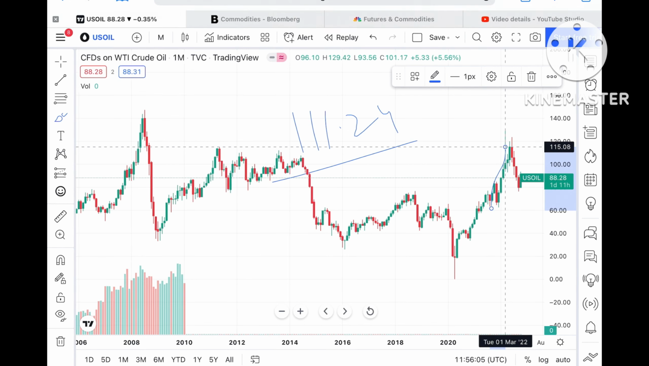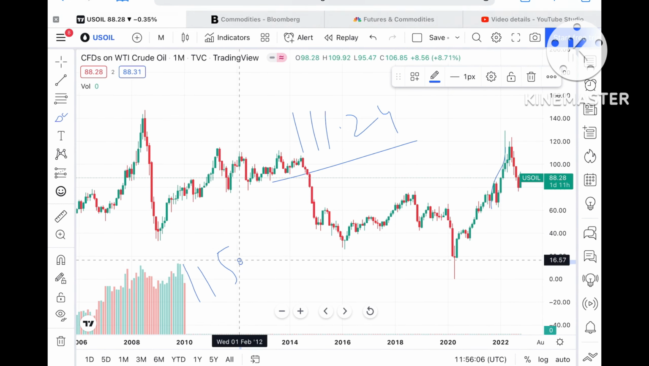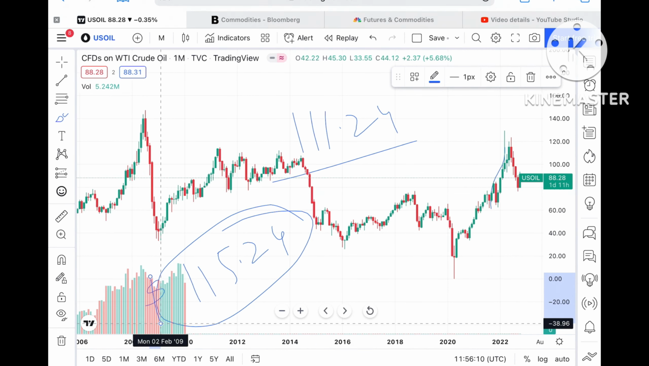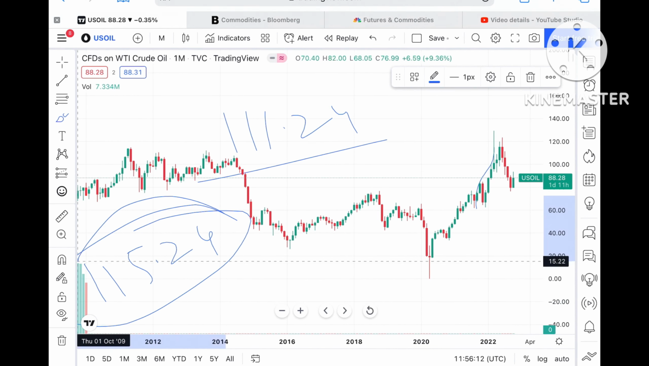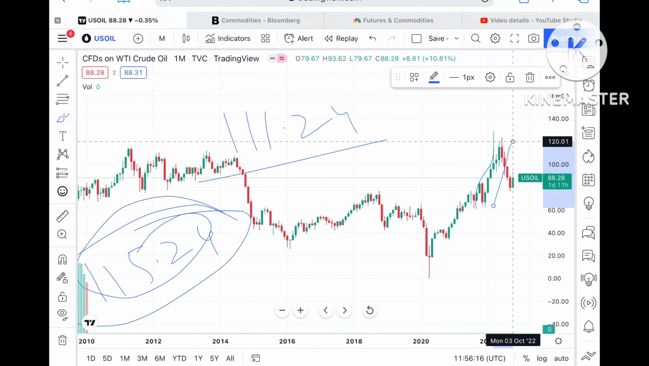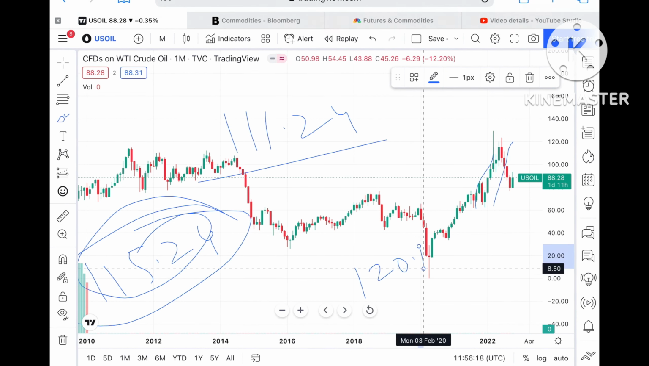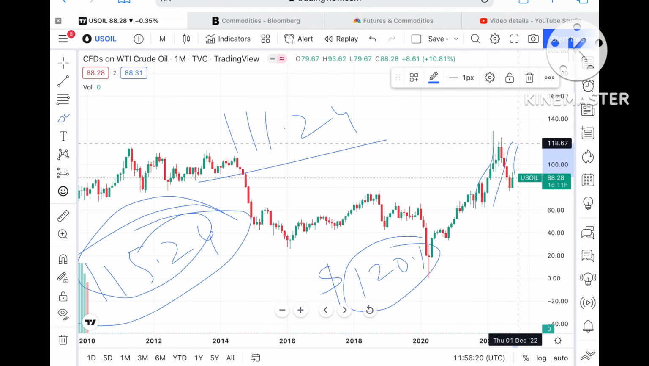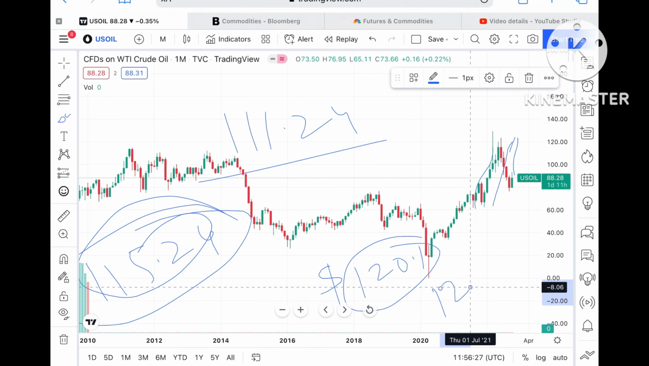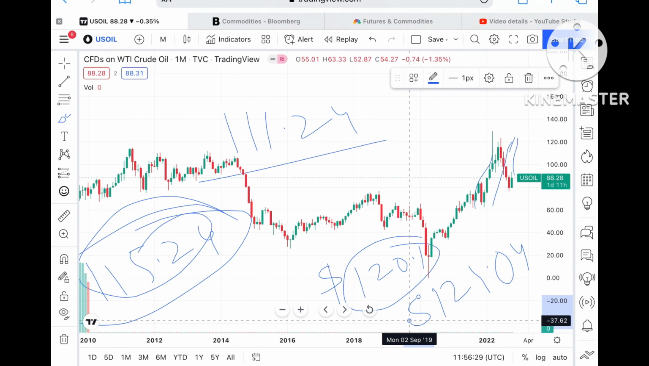Okay, 111.24 is a resistance, so the probability is there that if it goes above that level, we can see a level of 115.24. And if the price sustains above that level, then we can see it go further upside, because as we have seen, once it forms a swing, we can say it can move further upside. So after 115.2, it can move towards a level of $120.1 to a level of 121.04.